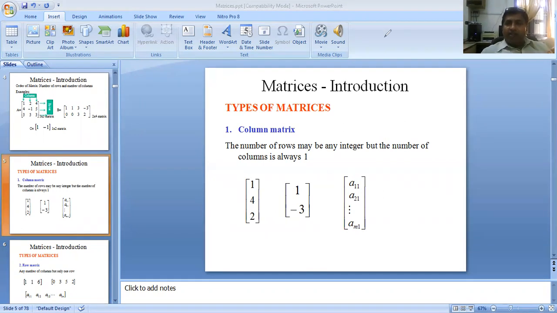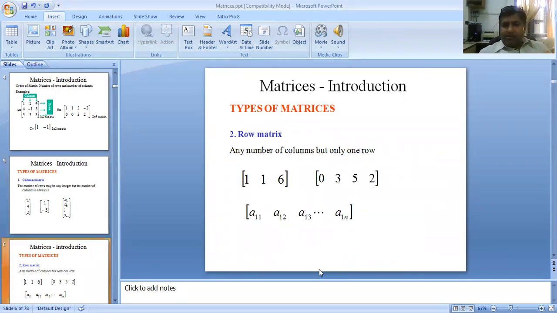So we can say that in a column matrix there is only one column and any number of rows. Rows may be 1, it may be 2, it may be 3, it may be 4, it may be 5. But the number of columns must be 1. And such kind of matrix is called a column matrix.